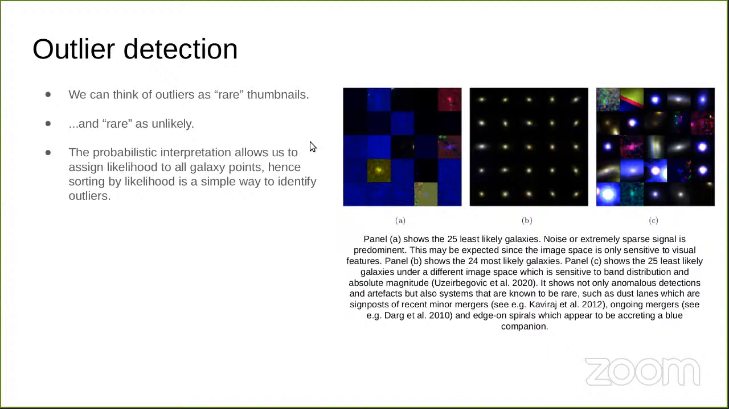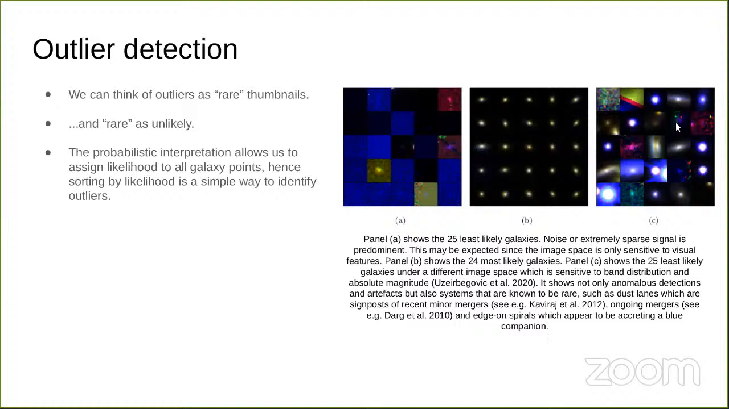Outlier detection. Because we can ascribe probabilities to galaxies now, it's easy to just ask for all of the low probability galaxies. So in the space that doesn't care about bands, panel A is what the low probability ones look like, which you would expect. You'd expect them to be noise, because noise is a sort of random distribution in space. And this is what the most likely ones look like.